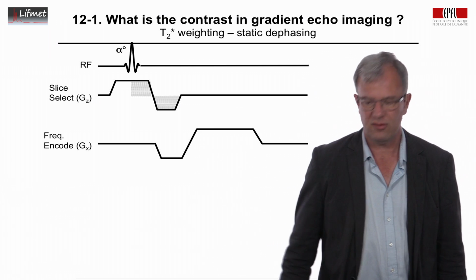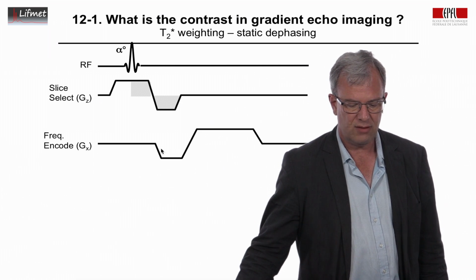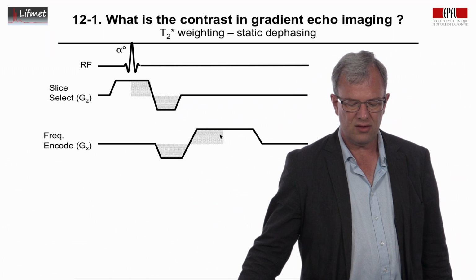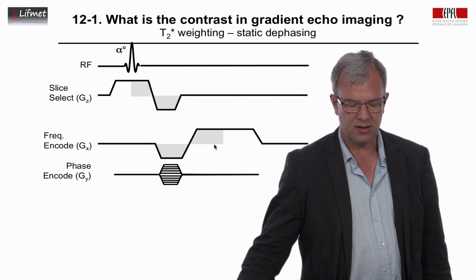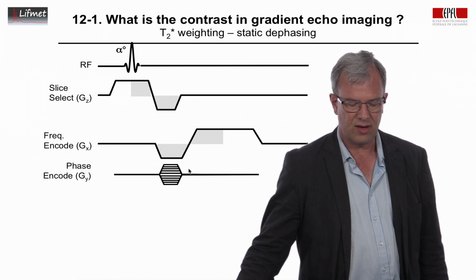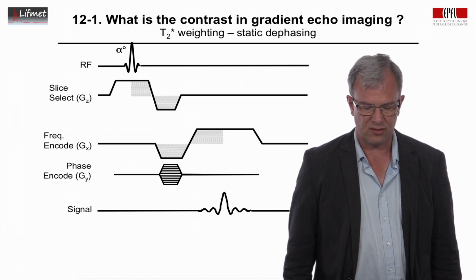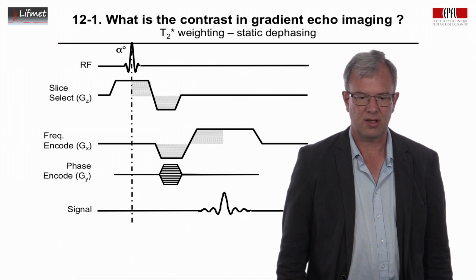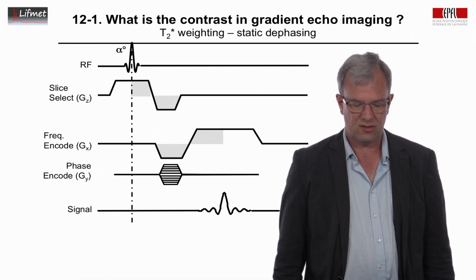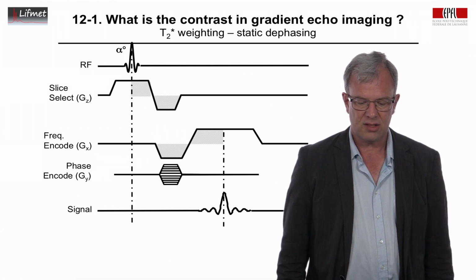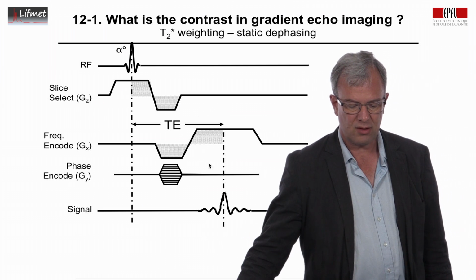Then we have the frequency encode gradient with dephasing and rephasing, and this area here then defines the rephasing. And we have the phase encode gradient. This gives us the signal that is ultimately recorded. We'll set this time here to 0, and here the time is defined by the frequency encode gradient.